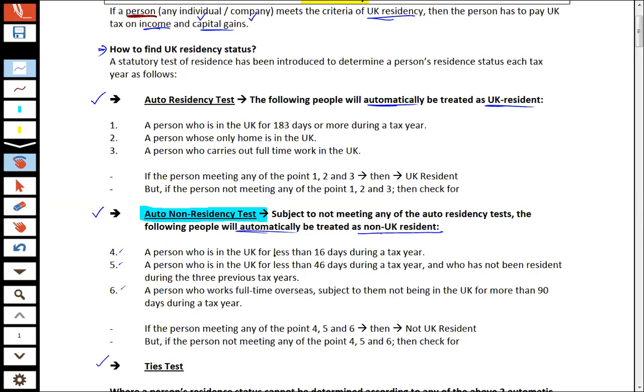A person who is in the UK for less than 16 days during a tax year; a person who is in the UK for less than 46 days during a tax year and who has not been resident during the 3 previous tax years. And the sixth point is a person who works full-time overseas, subject to them not being in the UK for more than 90 days during a tax year. If the person meets any of the fourth, fifth, and sixth points, then he would be considered not a UK resident. But if the person does not meet any of the first six points, then check for the ties test.